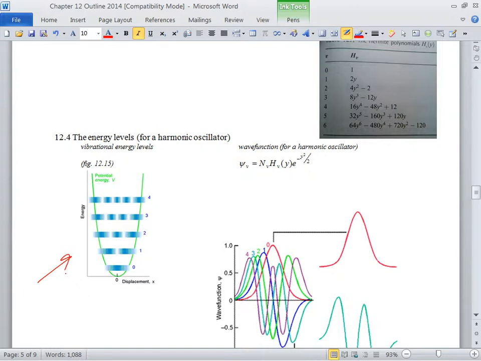On each energy level, I want you to sketch the wave function with a pencil. And then on each energy level, I want you to sketch with a pen, a black pen or something, the probability density. How would you do that? See if you can figure it out. Part A, sketch the wave function. Part B, sketch the probability density.